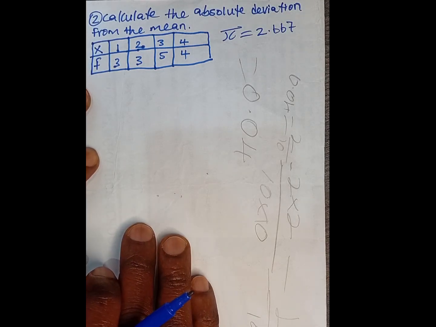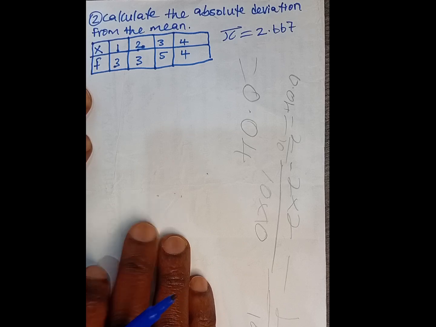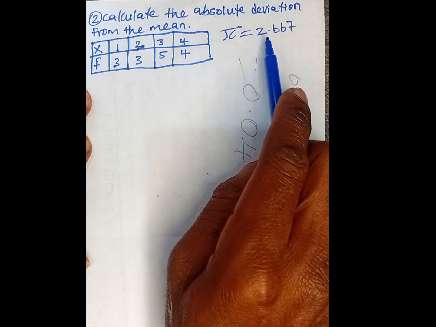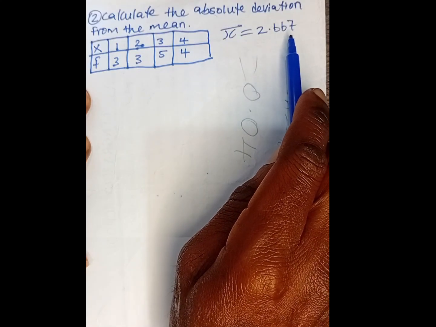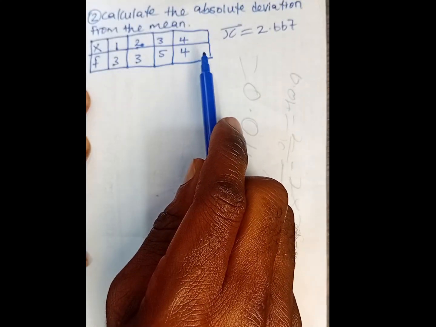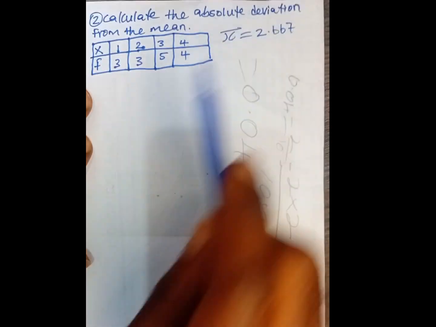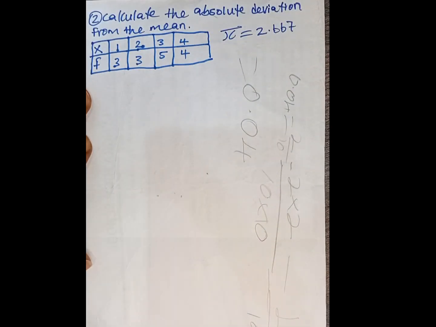In our previous tutorial, we learned how to calculate the mean deviation of this very table. And the mean we got in our previous class is 2.667. Here, we are asked to calculate the absolute deviation from the mean. How do we get the absolute deviation from the mean?